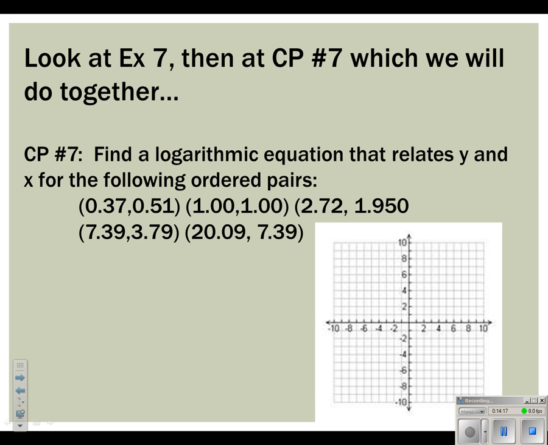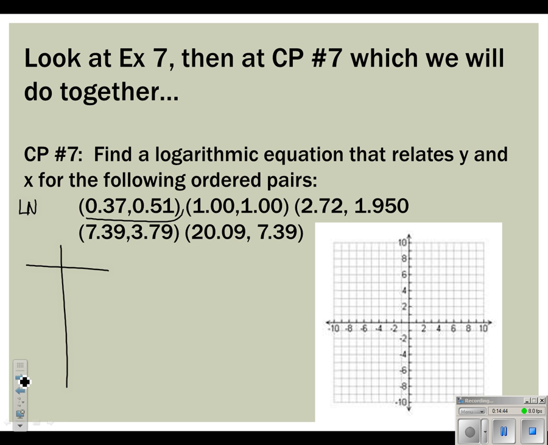It says, find a logarithmic equation that relates y and x for the following ordered pairs. If you were to take the 5 points that were given as they are and graph them, they're not going to line up. If we take these points and find the natural log of each, using my LN button, you end up with this table of values, and I'm going to write them in an XY chart.